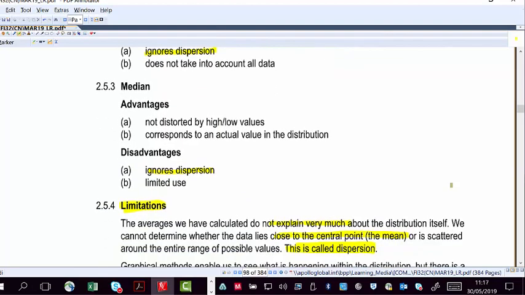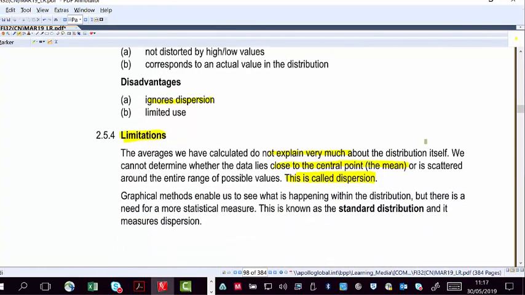Finally, if we look at the median, again it is not distorted by high or low values because it's not taking an average of all of the data set, and again it corresponds to an actual value. It's the actual middle item from the data set. But again, because it ignores dispersion, which we said is the variability of the spread, then again it has a limited use. Okay, so let's consider dispersion in more detail. And as we said, measures of dispersion give some indication of the spread of the data around a central point. That central point we now know is called the mean or the average.